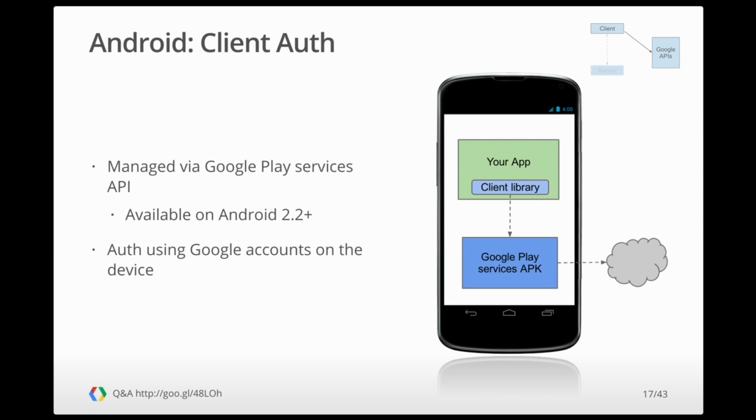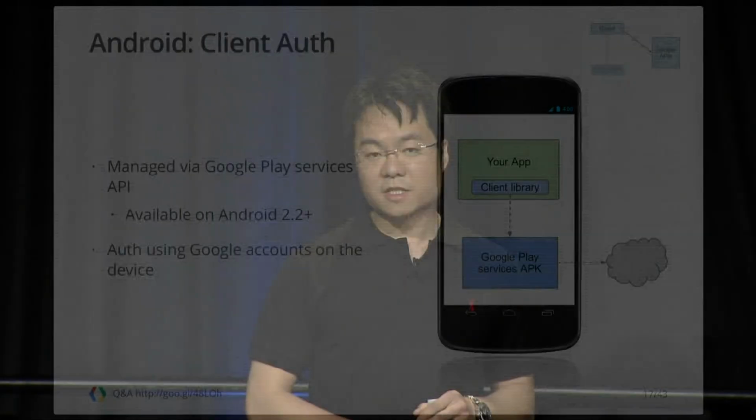And the good news about the Google Play Services API is that it's available from Android 2.2 and up, so that for you as a developer, you can have confidence that this API is going to be there in a consistent manner, no matter what version of Android the user is using.